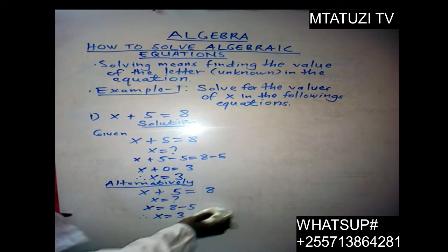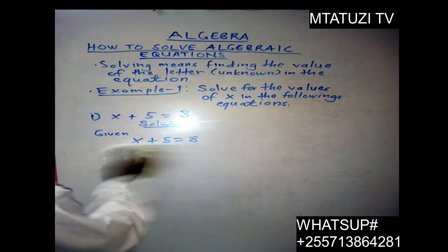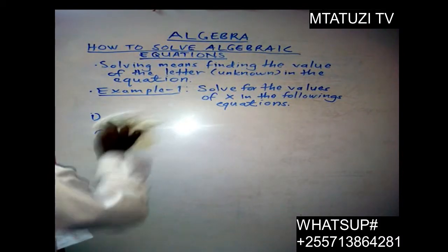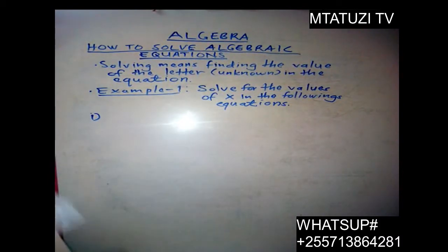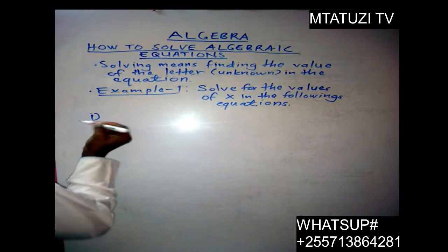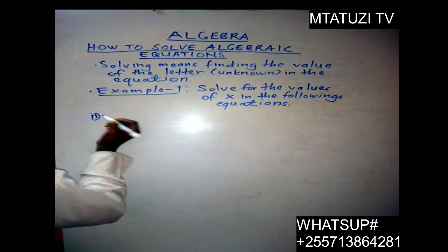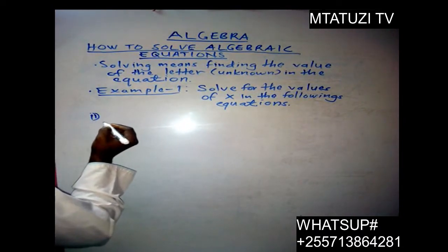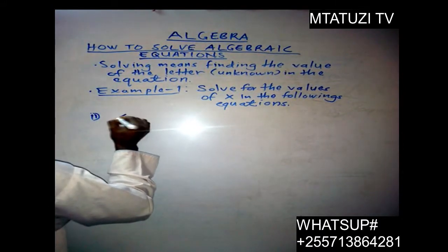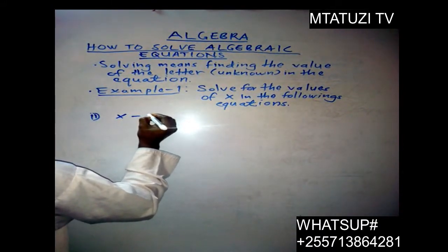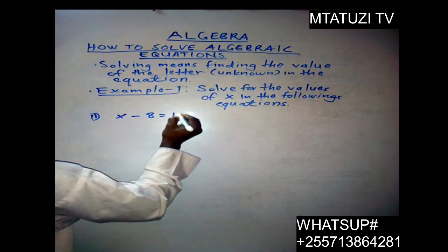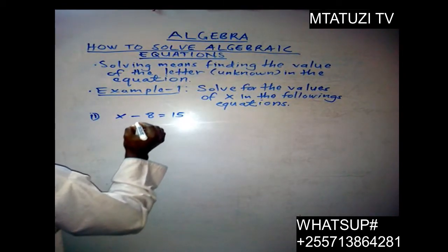Now let us see the second equation. Tuangalie example number second equation. Second equation here, you are given x minus 8 is equal to 15. What is the value of x? Solution.